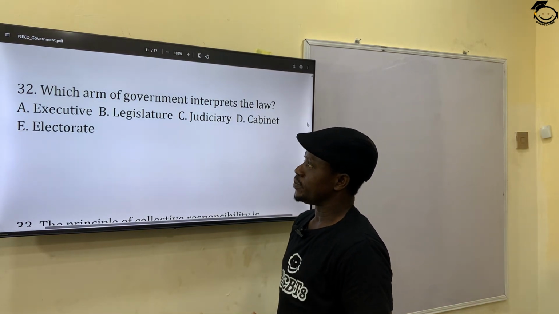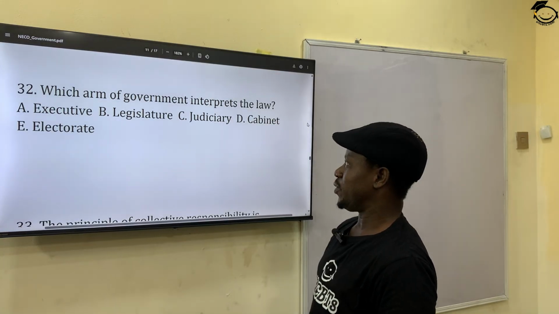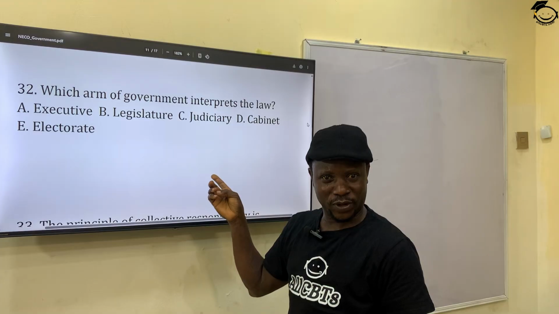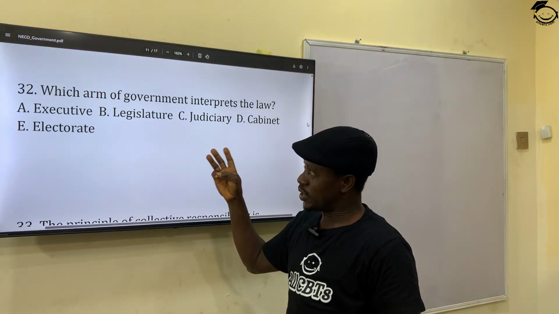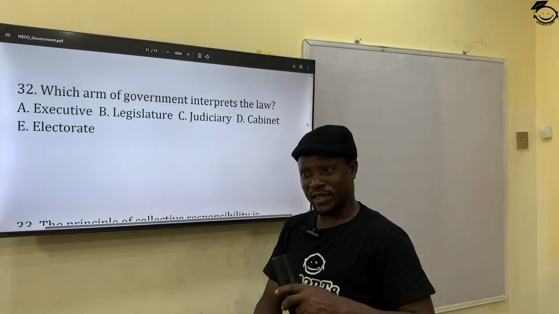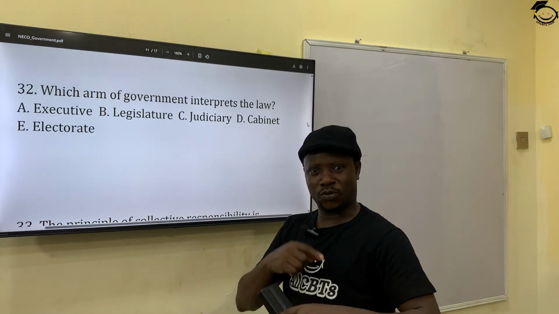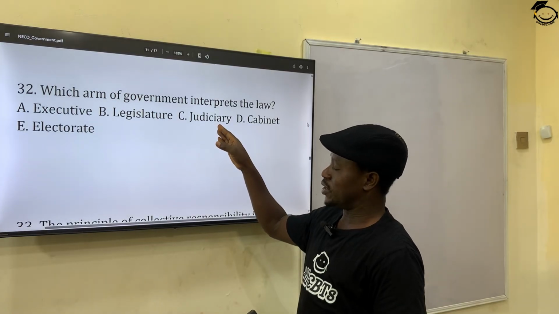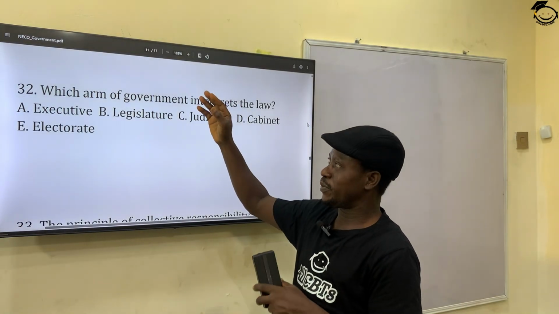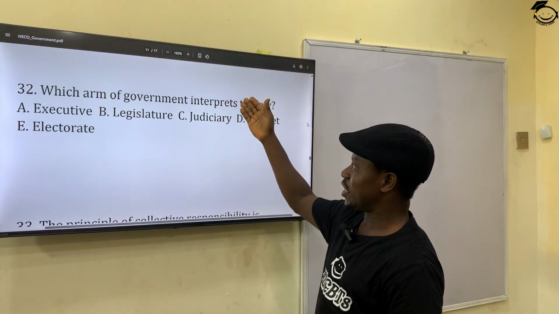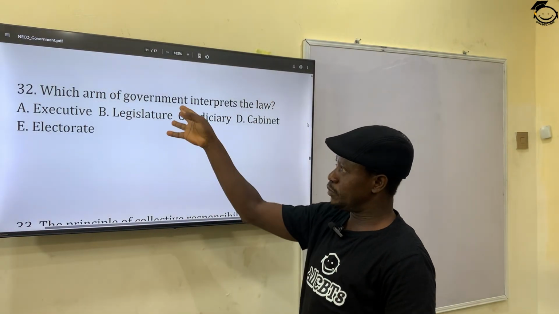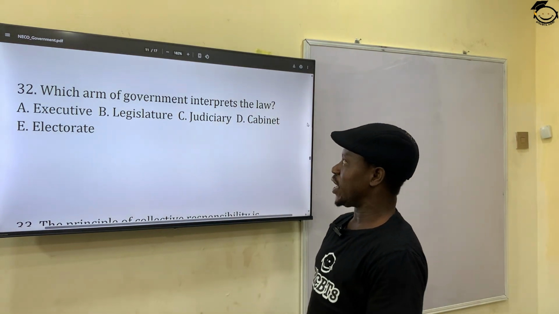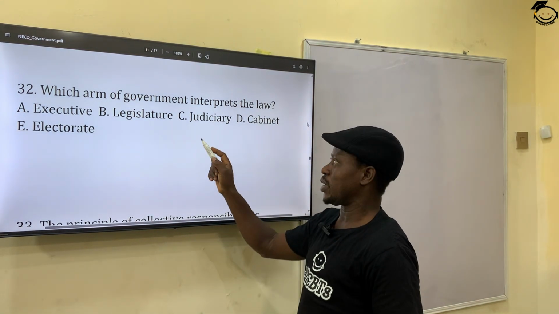Anyway, which arm of government interprets law? This question is coming out the third time in this particular session. That is to tell you that the examiner, either WAEC or NECO, does repetition of questions. Sometimes they twist it. Sometimes they turn the options to question, and sometimes the question to option. We have seen interpret as part of the options in the previous question we answered earlier today. Now we are seeing it as a question. Which arm? Straightforward. You don't need to waste your time on this.